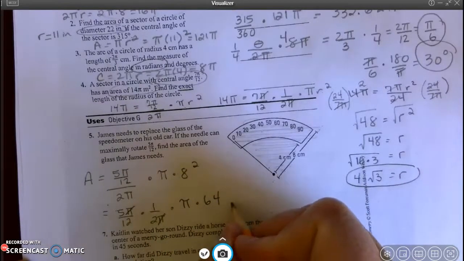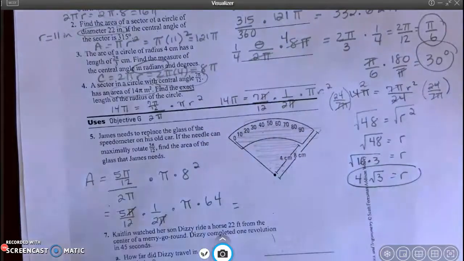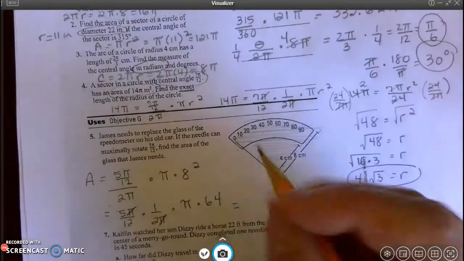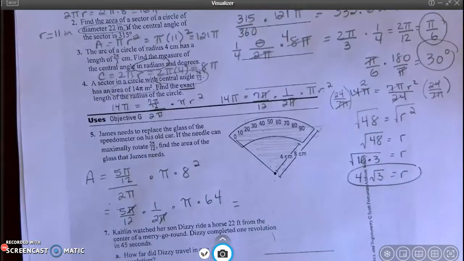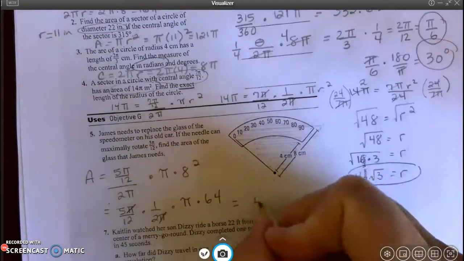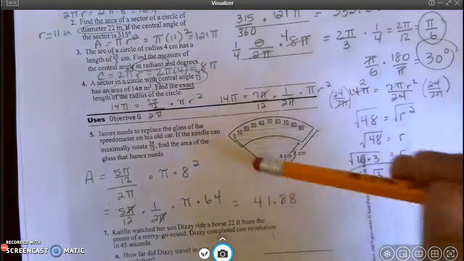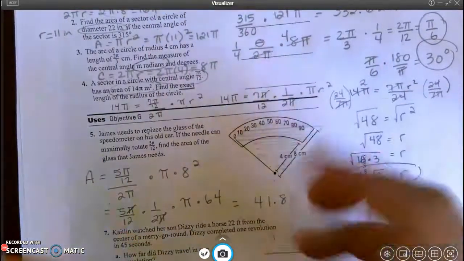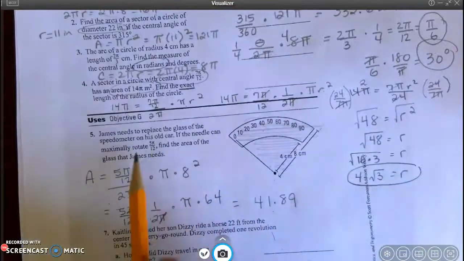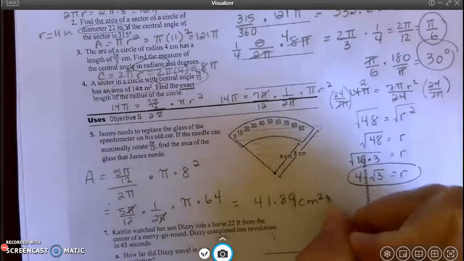And I'm thinking it didn't say exact, so I'm just going to go ahead and put this into my calculator. I'm going to put the numerator in. So I'm going to take 5 times pi times 64, and I get 1005 approximately. And I'm going to hit divided by 12 times 2 is 24. And I get the area is approximately 41.89. And what is the centimeters squared?